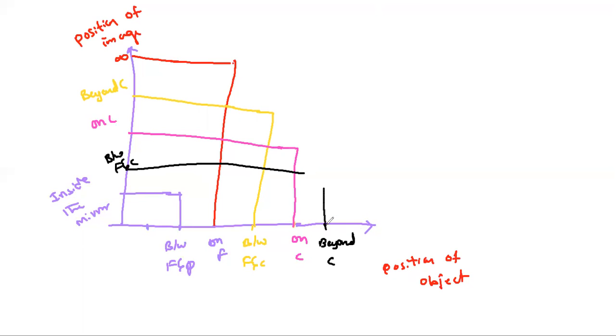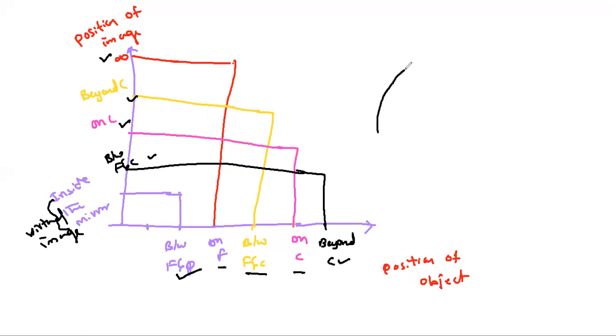So I hope all of you understood. When you place the object between focus and pole, you will get a virtual image. When you place the object on F, you will get the image at infinity. When you place the object between F and C, you will get the image beyond C. When you place the object on C, you will get the image also on C. When you place the object beyond C, you will get the image between F and C.